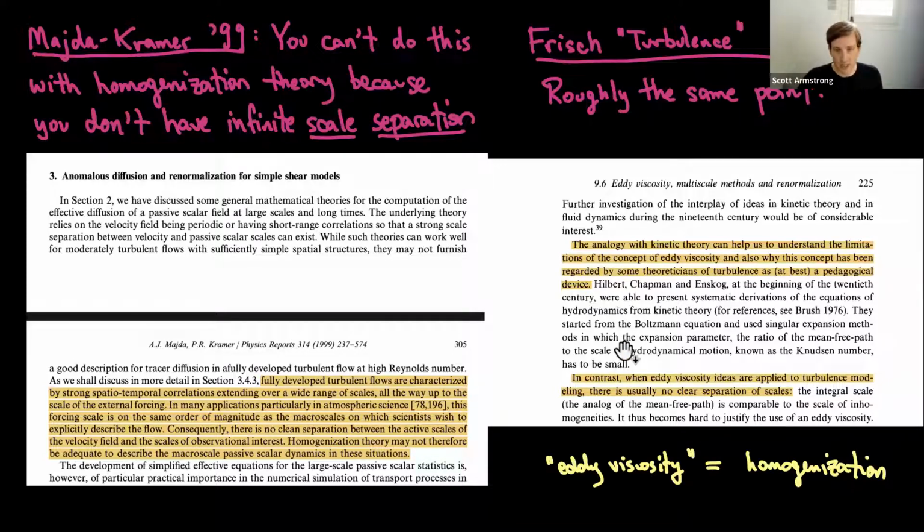And Frisch makes roughly the same point. He says these ideas can maybe give some intuition, but they're never going to be formal. What you need to do it, Frisch says on the next page, is more informal renormalization group arguments. Those are kind of heuristic, but at least you have a chance to have some explanation. Okay, so we managed to do it.